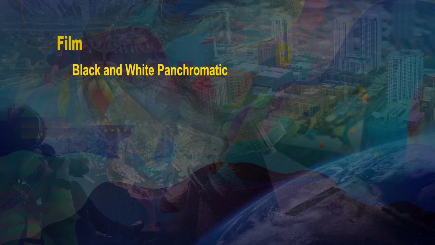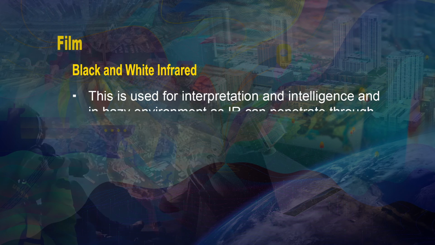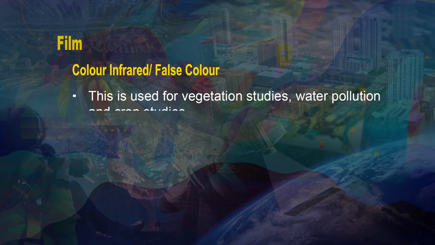Film. Black and white panchromatic. This is the most broadly used type of film for photogrammetric mapping and interpretation. Black and white infrared. This is used for interpretation and intelligence and in hazy environments as IR can penetrate through the haze. Color. This is used for interpretation and mapping. Color infrared or false color. This is used for vegetation studies, water pollution and crop studies.